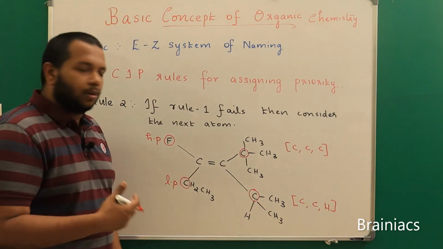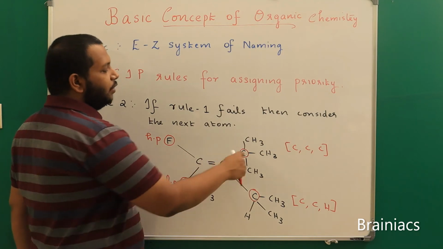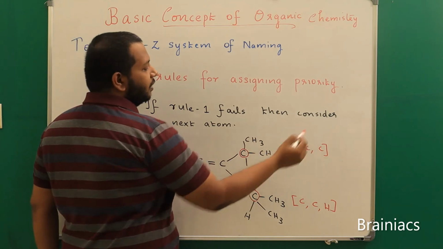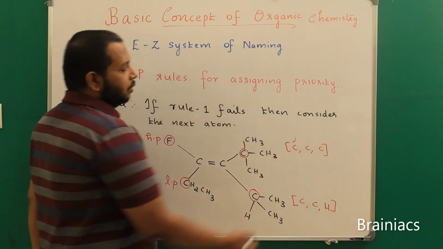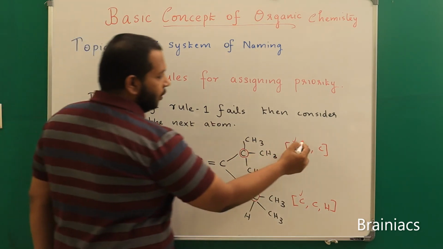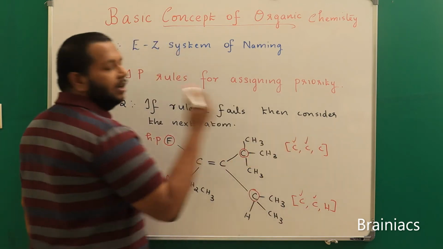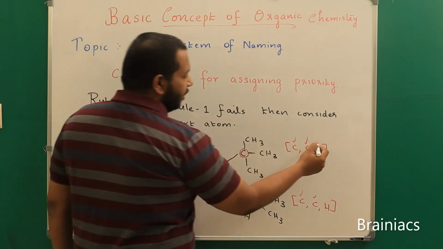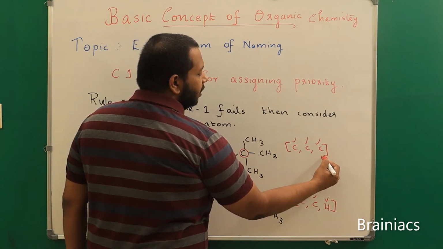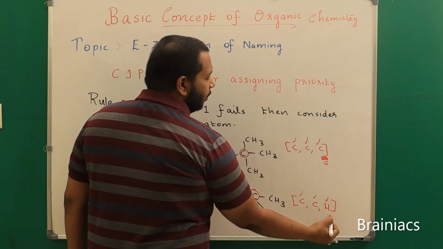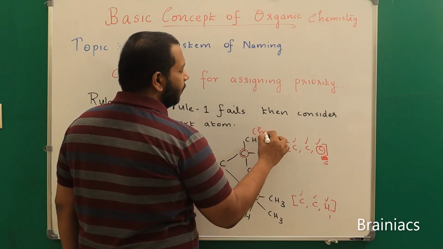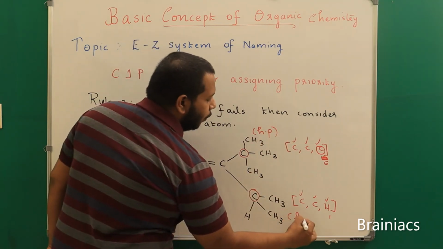Now as per our second rule, if the first atom fails, we should consider the next atom, but it has 3 equivalent atoms. So I will first compare this C with this one. Here also carbon, here also carbon, so I cannot distinguish. Now the next one: here also carbon, here also carbon. I cannot distinguish. But in the third one, this is a carbon and this is a hydrogen. Carbon has atomic number 6, and hydrogen has atomic number 1. Which is higher? This one. So I can say this is of higher priority and this is of low priority.